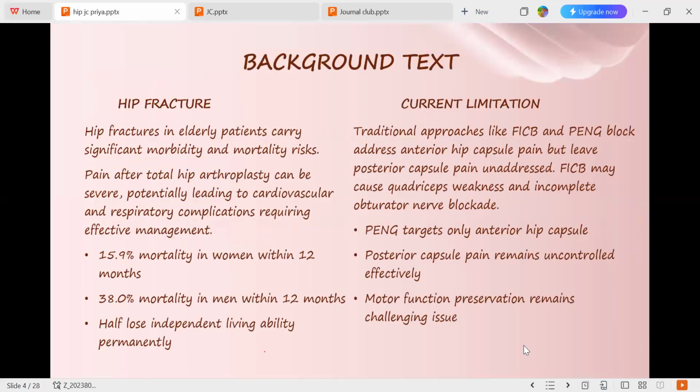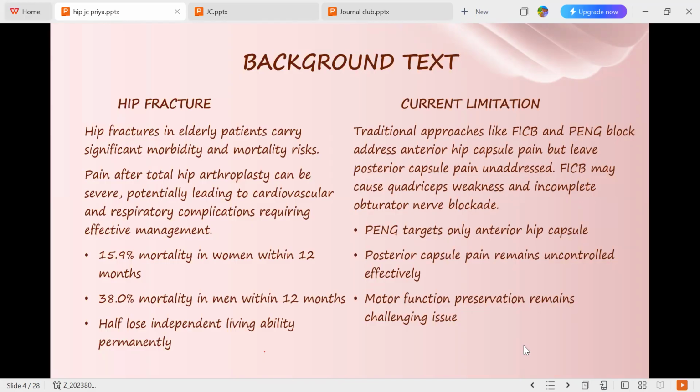The main background of the article is that hip fractures are common in elderly patients and carry significant morbidity and mortality. The one-year mortality rate is 15.9% in women and 38% in men, and nearly 50% of patients lose the ability to live independently.